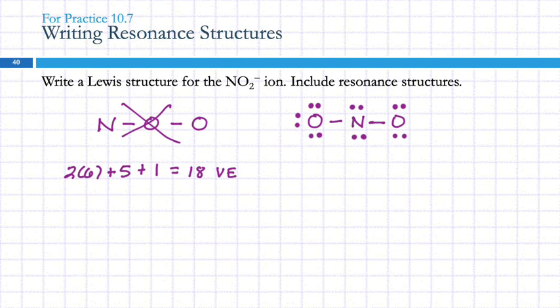We don't have enough for everyone to have an octet with single bonds, and so we need to make multiple bonds. We're going to take a lone pair and move it to become a bonding pair. And then, because this is an ion, we need to put brackets and a charge on it. If we don't include the charge, somebody's going to look at that and say, well, you got the wrong number of electrons.